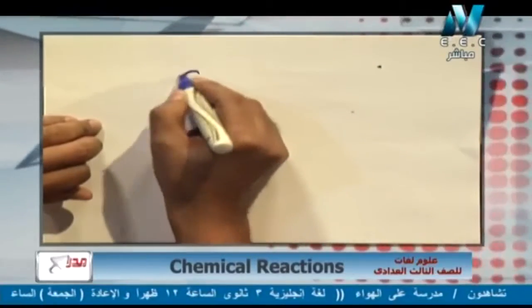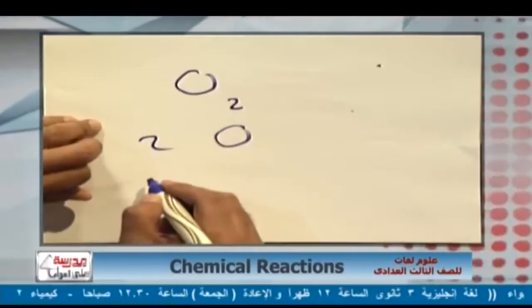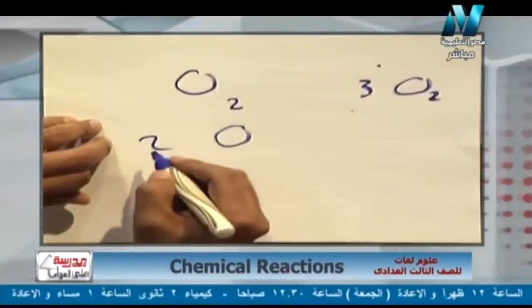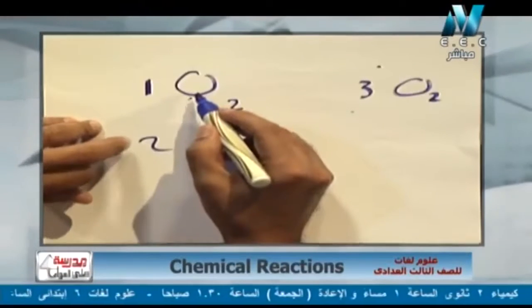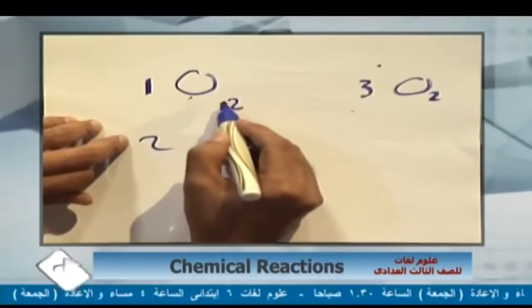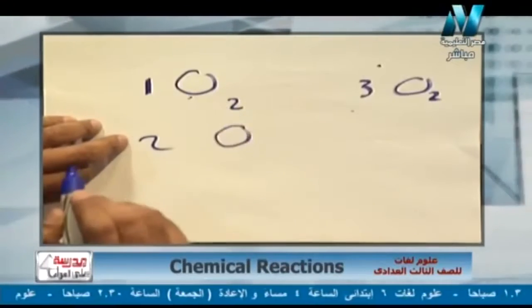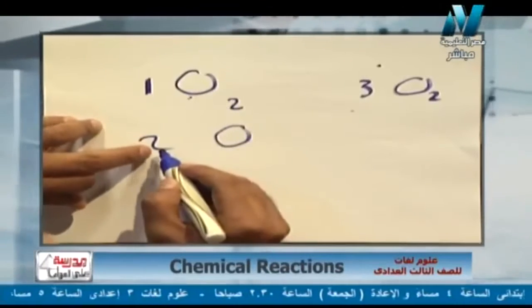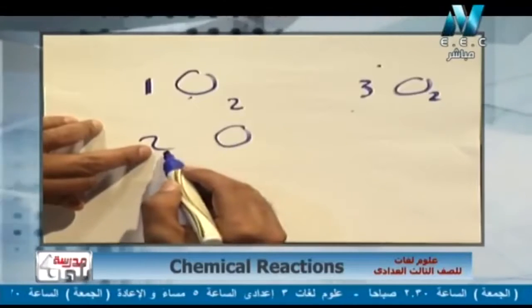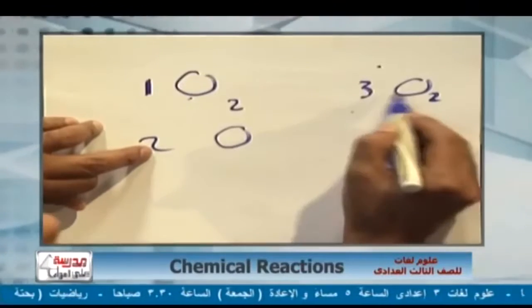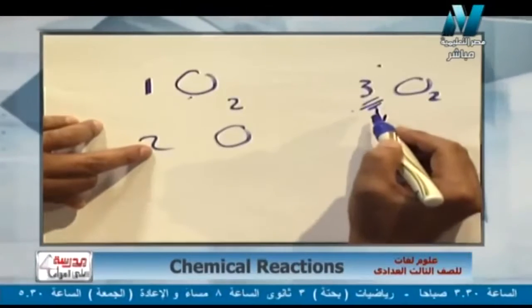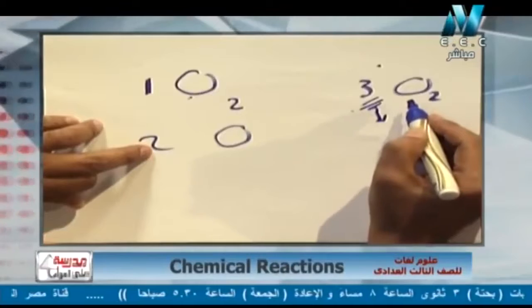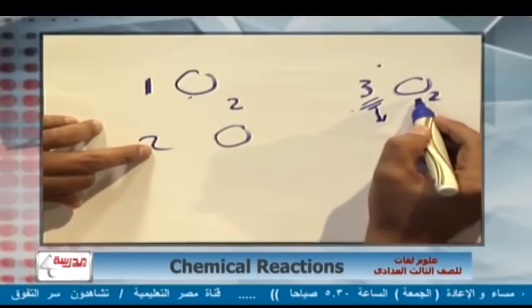But what is the difference between O2, 2O, and 3O2? O2 means one molecule. Each molecule of oxygen consists of 2 combined oxygen atoms. 2O means 2 separated atoms. 3O2: the 3 is the number of molecules, 3 molecules, and each molecule consists of 2 oxygen atoms combined together.